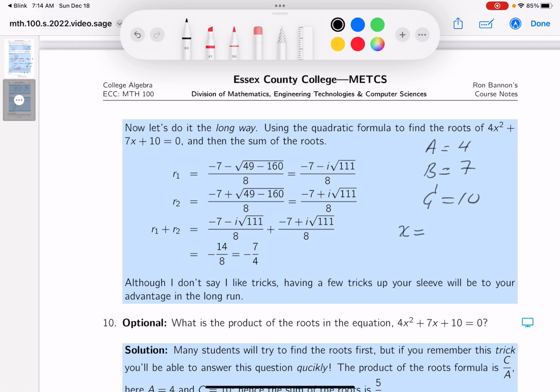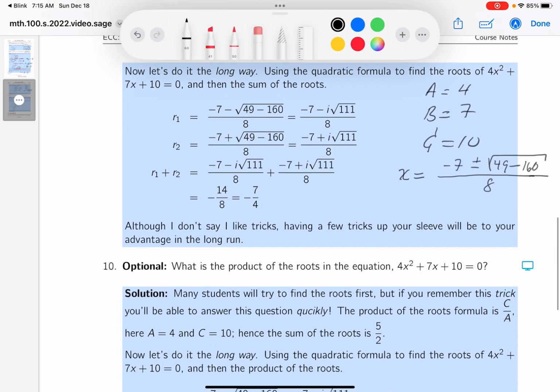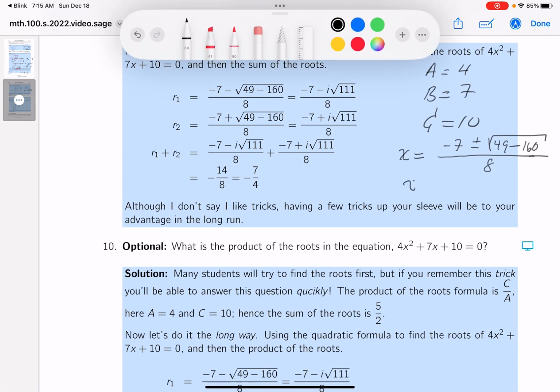And what do you get? Let's see, twice a, which is 8, the opposite of b, which is minus 7, plus or minus, here comes the tough part, the b squared is 49, minus 4 times 4, which is 16, times 10, 160. Well, I got a problem already. X equals, this is a complex root, plus or minus 8. That's going to be minus 111, so I'm going to say i root 111. All right, there's two roots there.